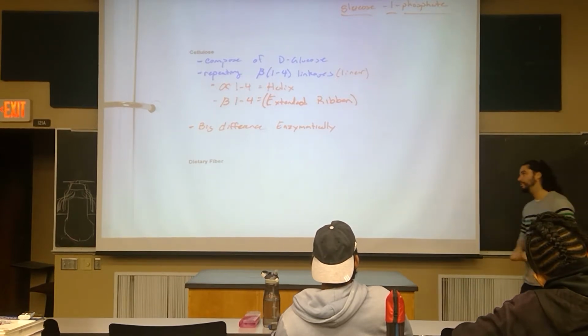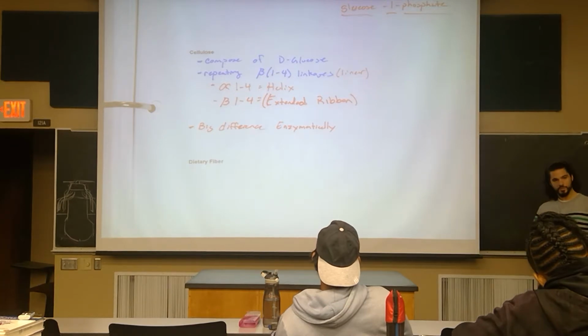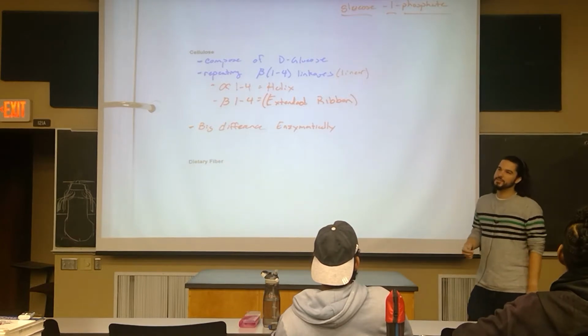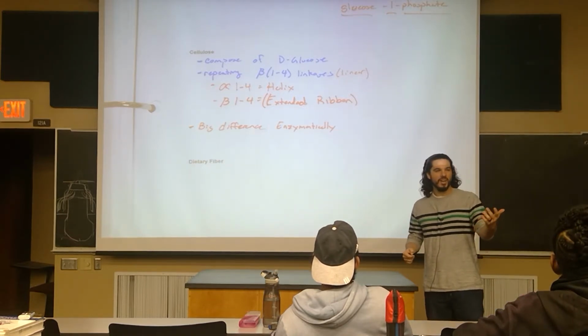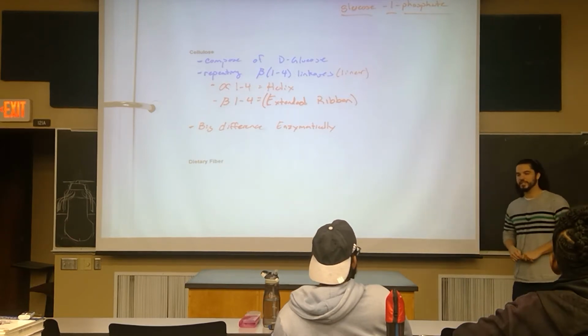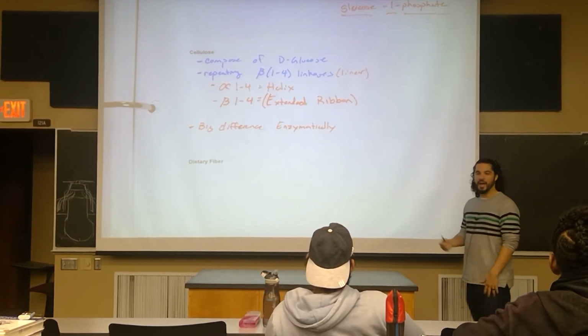What type of organisms do you think should be able to break down beta-1,4 bonds? Ruminants. Microorganisms in the rumen, right. So you're a biology major, right? You must be, because you knew that word.